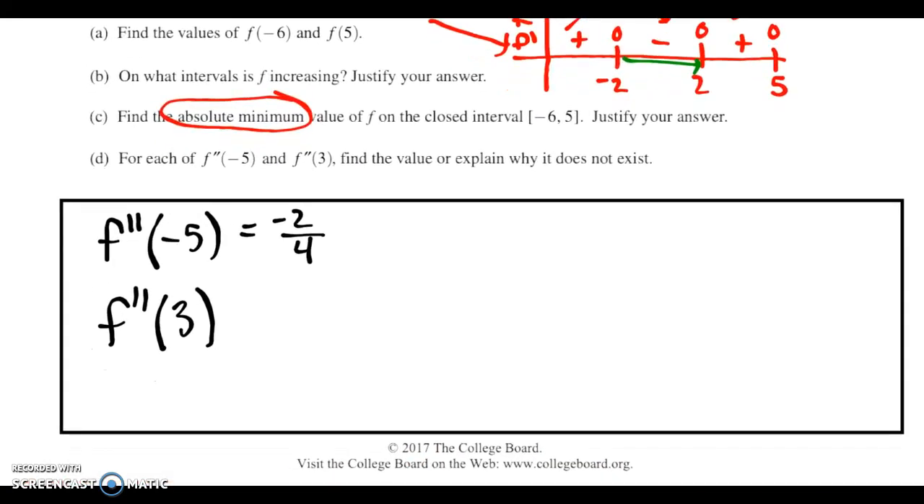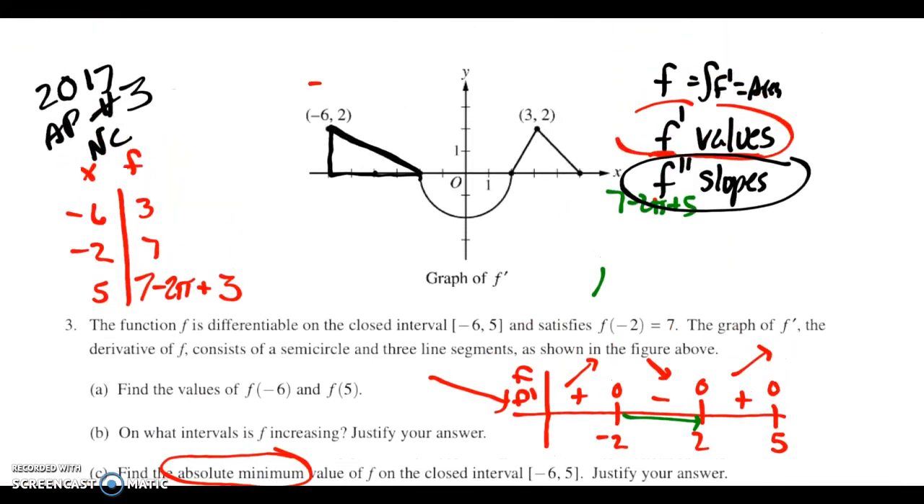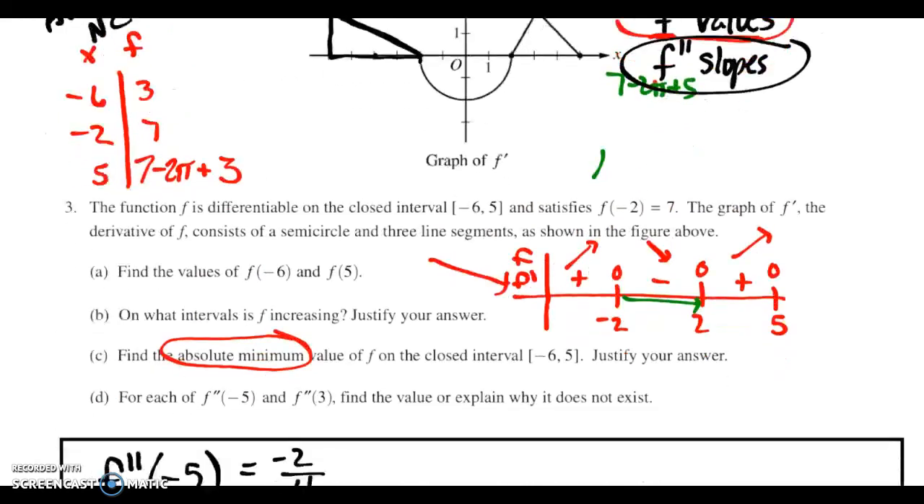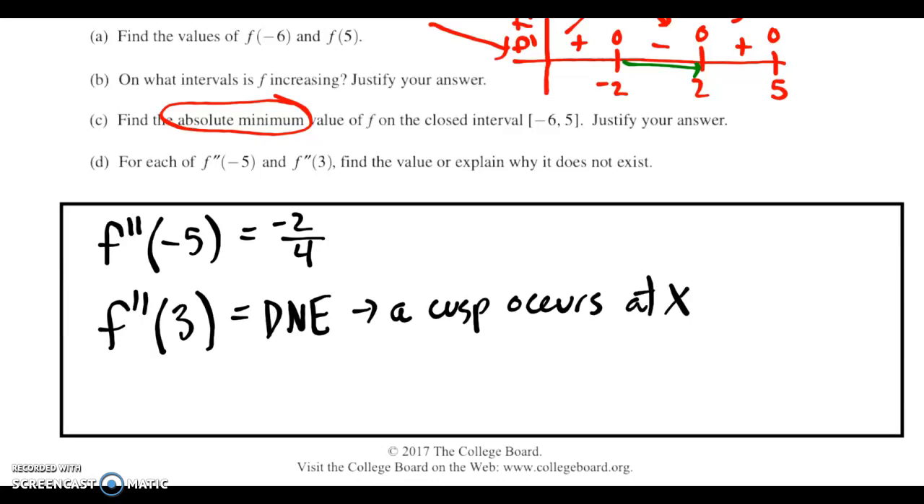Whoa, I've got your window, sorry. The slope at 3. There's a cusp there. So there is no slope at 3. Does not exist. No, because a cusp occurs at x equals 3.